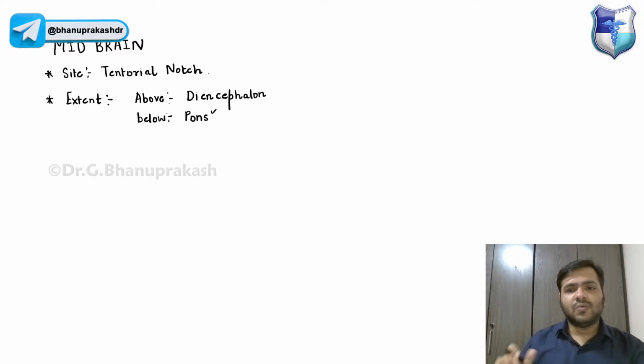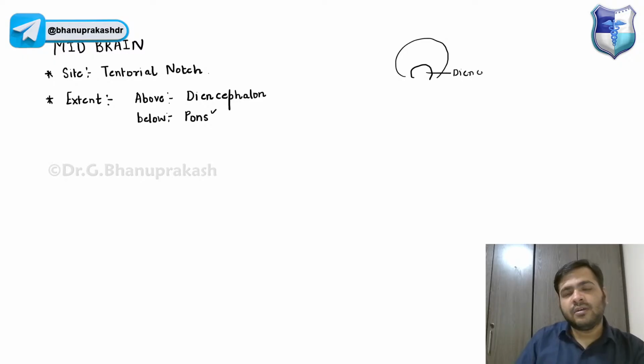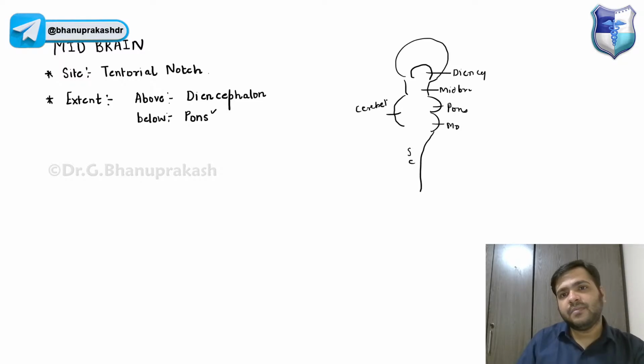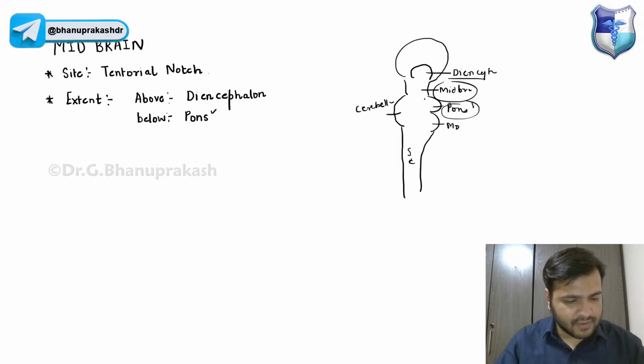You have already seen the picture yesterday also. We have the diencephalon, just below we have the midbrain, and below this we have the pons. Then we have the medulla oblongata, which continues as the spinal cord. Behind the pons and medulla oblongata we have the cerebellum, and below we have the spinal cord. So above the midbrain we have the diencephalon, and below the midbrain we have the pons. That is something you already know.